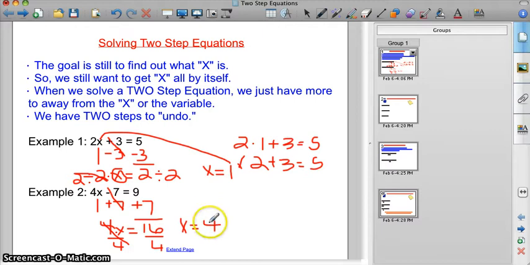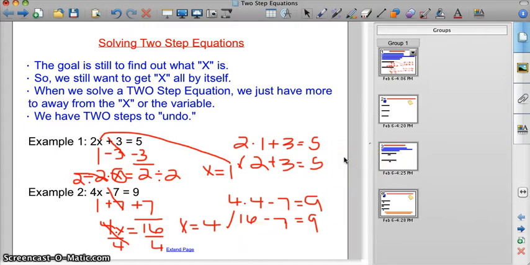I can check this by putting 4 back in for x. So I will check 4 times 4 minus 7 to see if it equals 9. 4 times 4 is 16 minus 7 equals 9. Since that is true, my answer checks out, and I know I am correct.